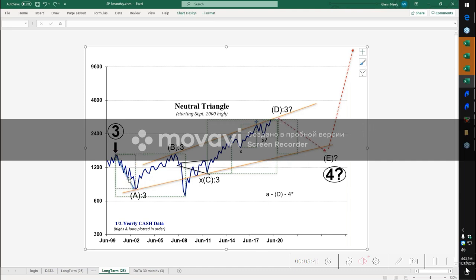So I'm making wave A and wave E the same. Wave C is the bigger wave. You can see from high to low, this is larger than wave A. And then we have the counter trend rallies, which are taking a lot longer, but the most violent movements have been down.